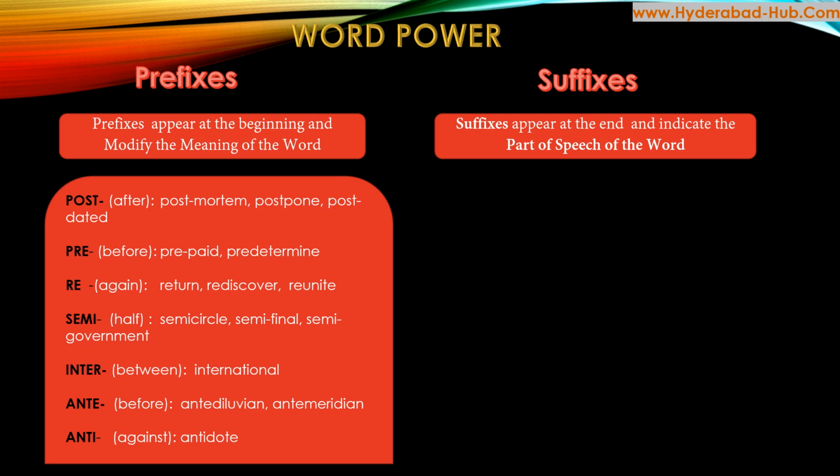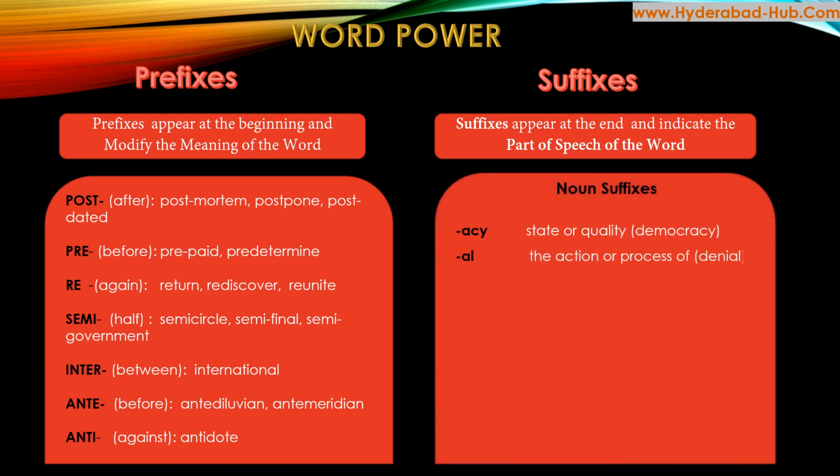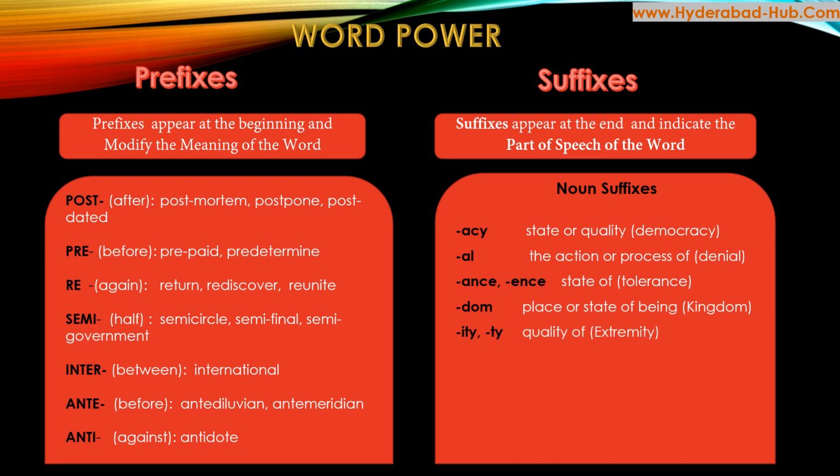Suffixes. Suffixes appear at the end of the word and indicate the part of speech of the word. Noun suffixes. Words ending with these suffixes are nouns. Acy. Meaning: state or quality. Example: democracy. Al. Meaning: the action or process of. Example: denial. Ance, ence. Meaning: state of. Example: tolerance.